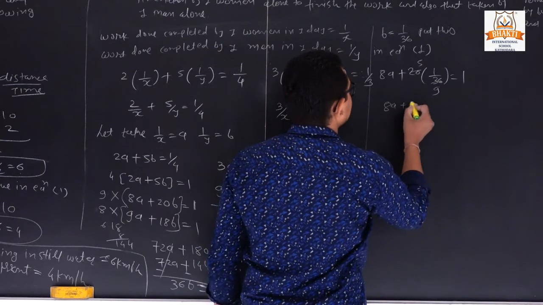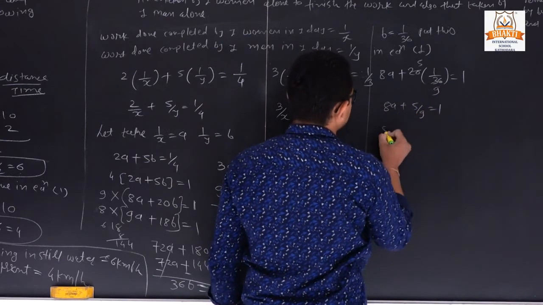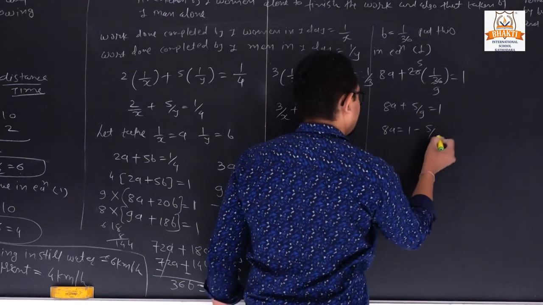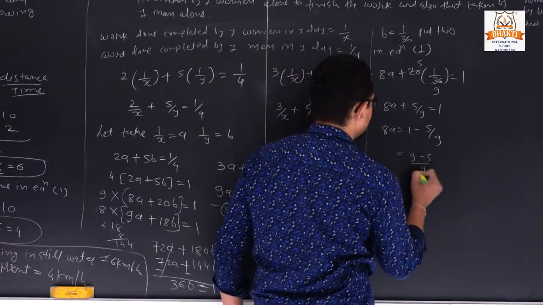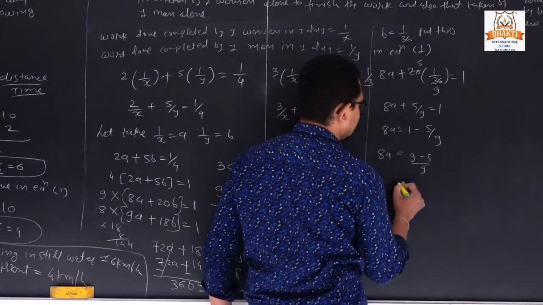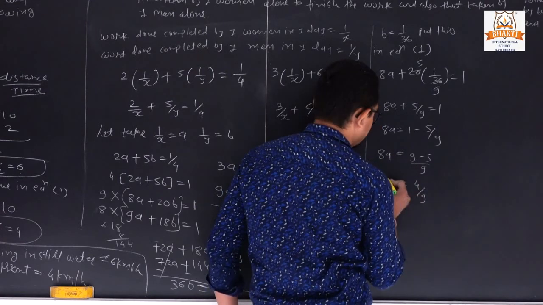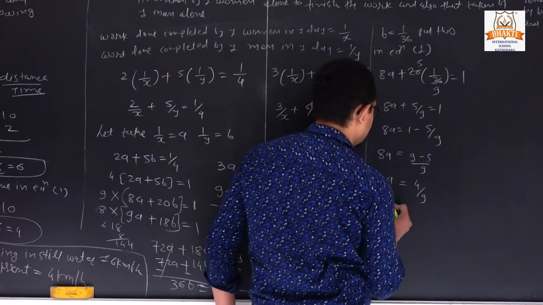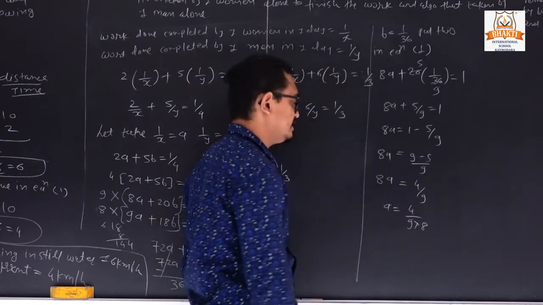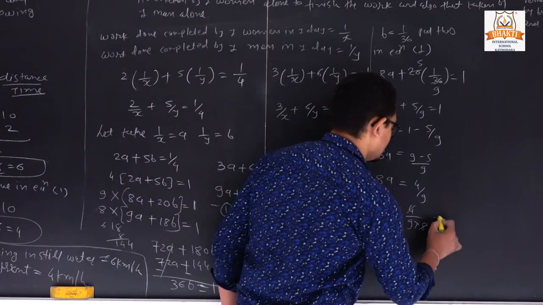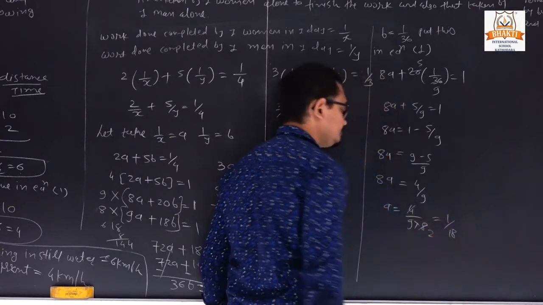4 5s are 20, 4 9s are 36. So 8a plus 5 by 9 is equal to 1. So this 5 by 9 goes to the second side. So 9 minus 5 upon 9. We are taking the LCM. So 4 by 9 is 8a. So a is equal to 4 upon 9 into 8, because this 8 goes to the second side. 4 1s are 4, 4 2s are 8, so it is 1 by 18.